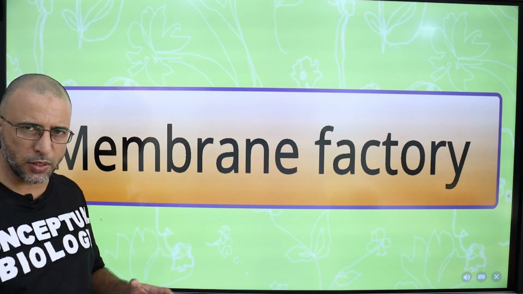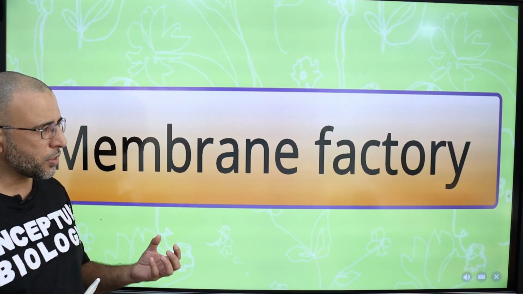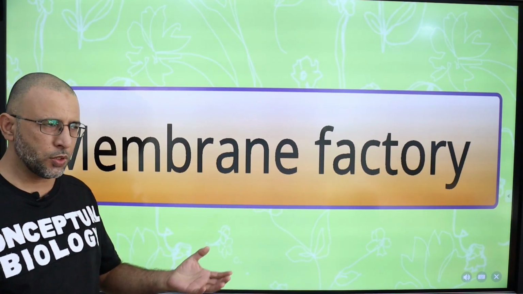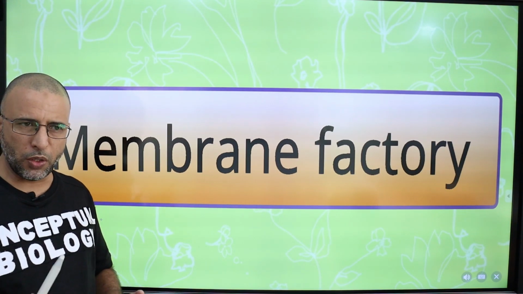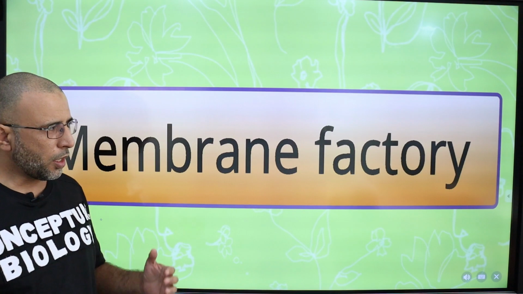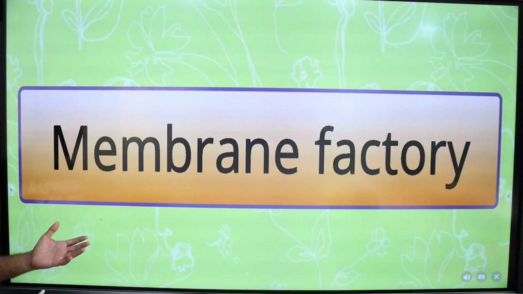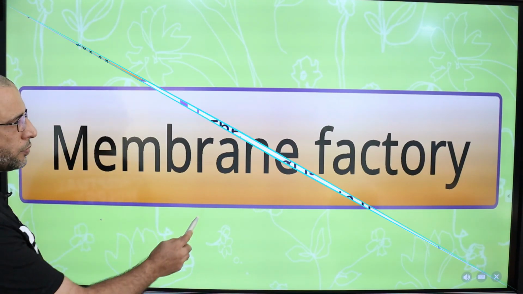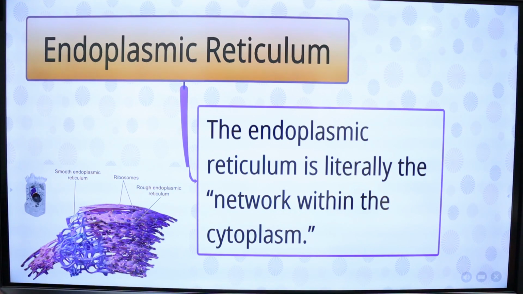There are different factories in a cell, like the nucleolus, which is known as the factory of ribosomes. Ribosomes are known as protein factories. Mitochondria is known as the powerhouse of the cell, and the endoplasmic reticulum is known as the membrane factory. Endoplasmic reticulum is literally a network within the cytoplasm.